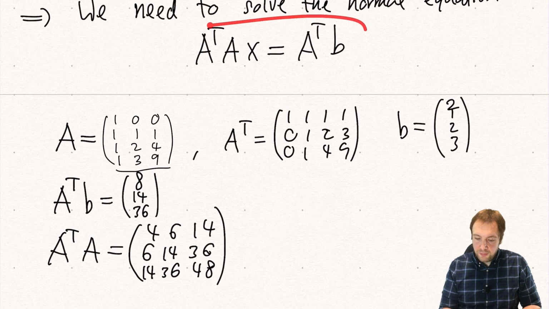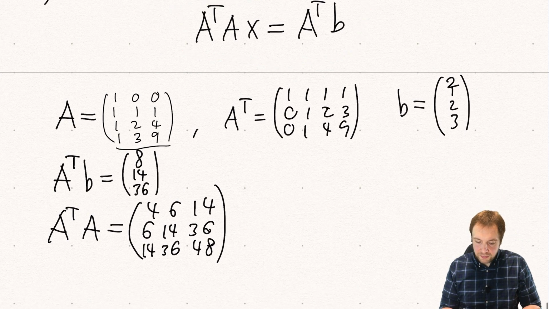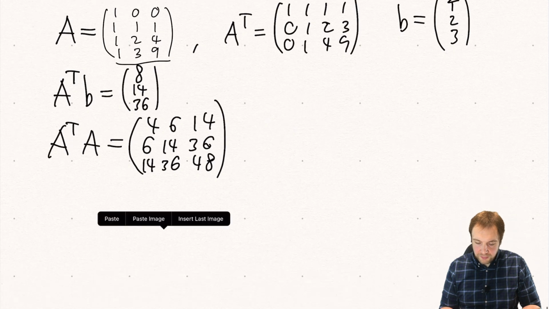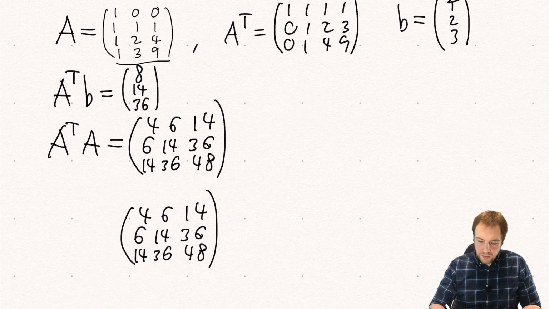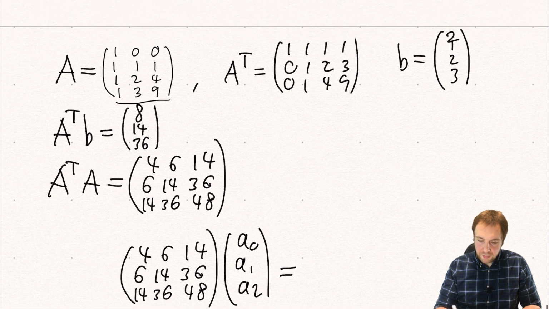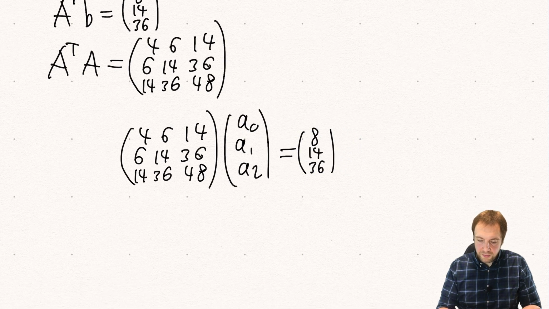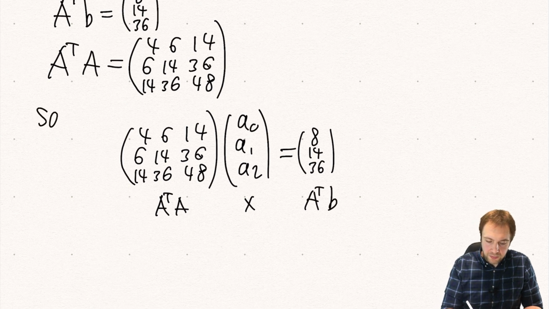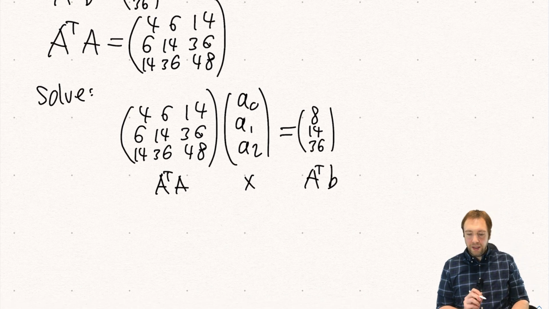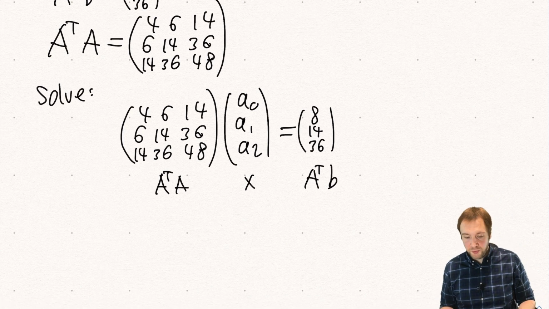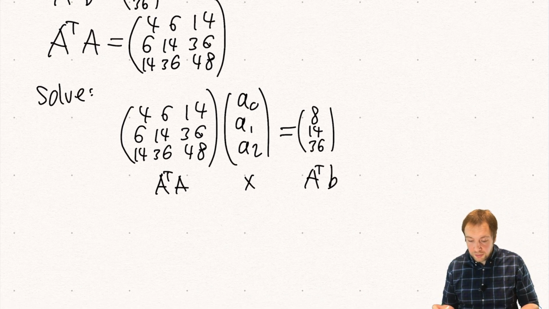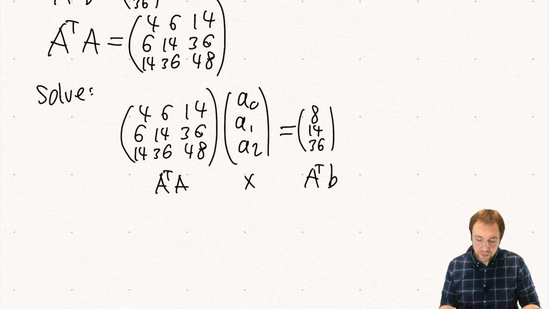And now we can try to solve this equation here: a0, a1, a2 equals this vector. So this here is now A transpose A, this is x, and this is A transpose b. And this is now just a linear system, which we solved a million times during this lecture. Well, not this lecture, but during this course.